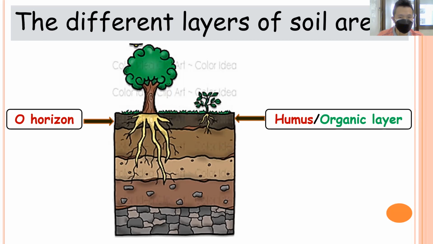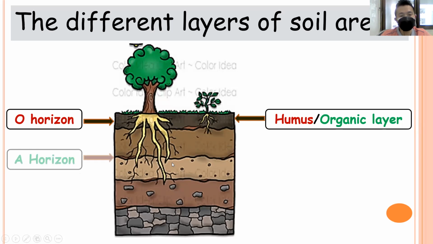It depends. Sometimes you cannot see this one. So if you can see that your soil has lots of humus or lots of organic layer, that is good for planting or for growing crops. So we have here that layer. This layer is called O horizon, right?